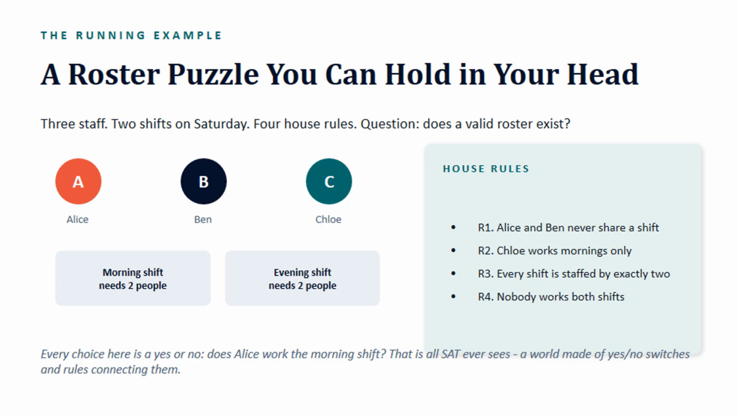Now notice something about the shape of this puzzle. Every decision in it is a yes or a no. Does Alice work the morning shift, yes or no? Does Chloe work the evening, yes or no? 6 little switches in total, plus rules connecting them. That is the entire world as a SAT solver sees it: switches and rules. Nothing else.